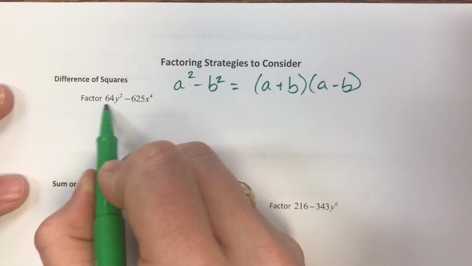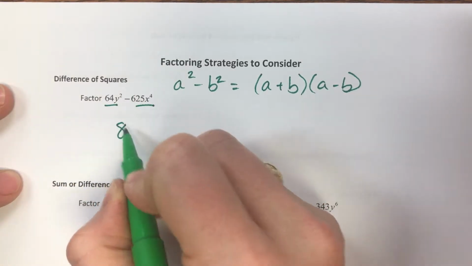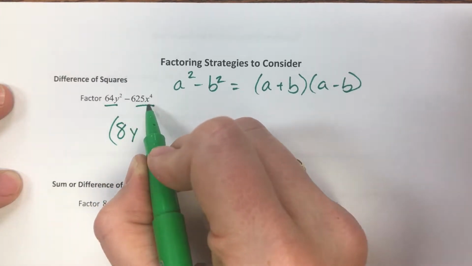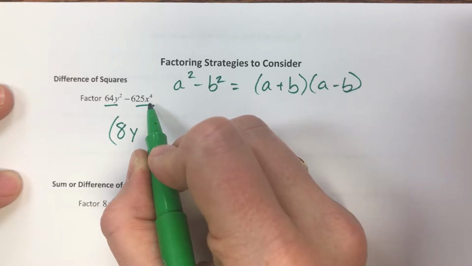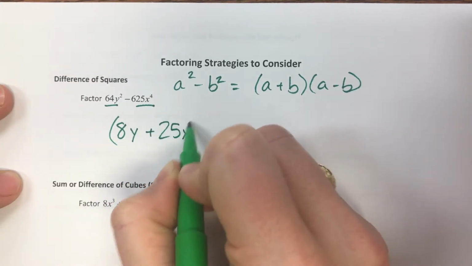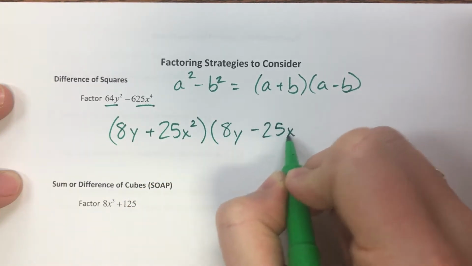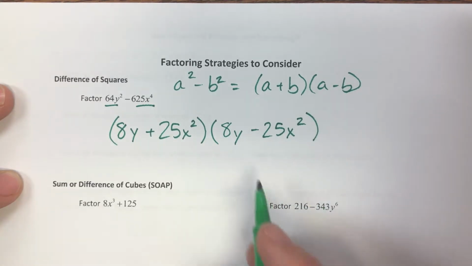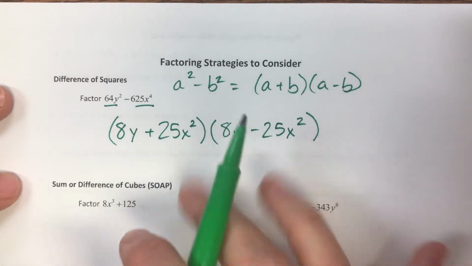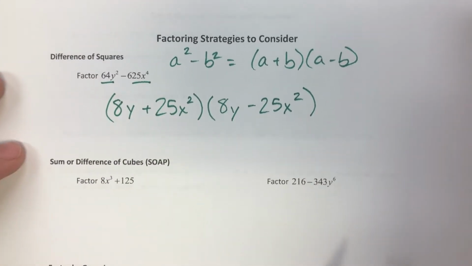So what I notice is a perfect square here and a perfect square there. The square root of 64 is 8, the square root of y squared is y, the square root of 625 is 25, and the square root of x to the fourth is x squared. So one of them is 8y plus 25x squared, and the other one is 8y minus 25x squared. Since we've got squares in here, we might be able to factor farther, but with these y's, I was just trying to give you a kind of complicated one. We'll just stop here at that point.